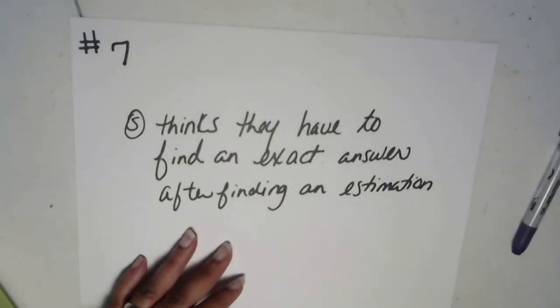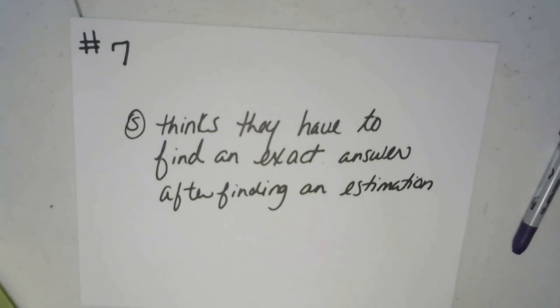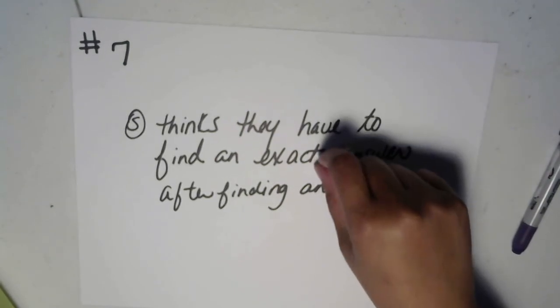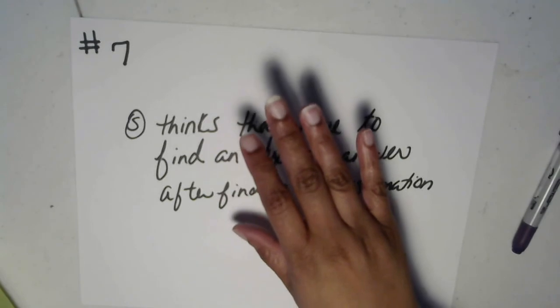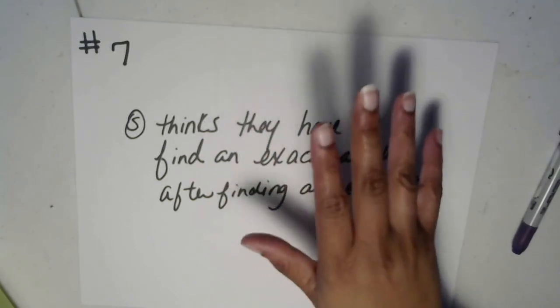And then last, students think they have to find an exact answer after they estimate. They're estimating. Don't make them find the exact answer. That defeats the purpose of an estimate. The estimate is just to find out, are we close? What do we need? How much do we need? We don't need to know exactly. We just need an estimate.